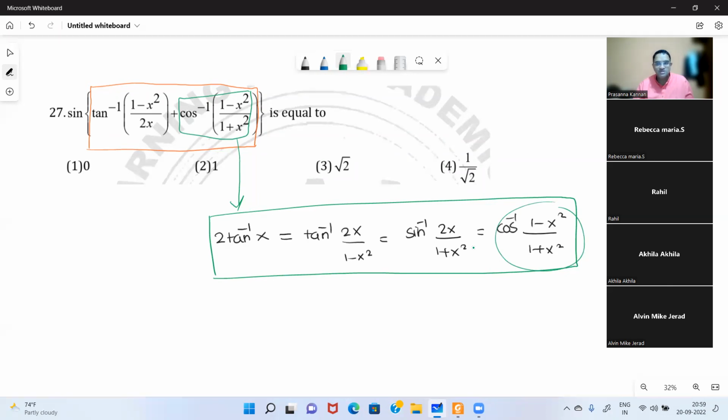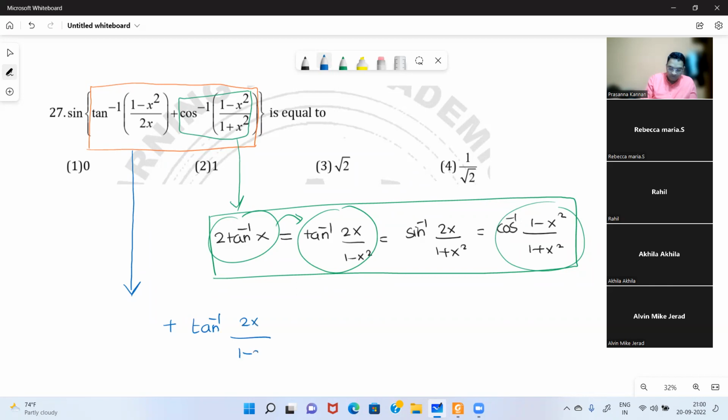So cos inverse 1 minus x square by 1 plus x square, how can I write it? Tell me. 2 tan inverse x, exactly. But that 2 tan inverse x, how can I write? Tan inverse 2x by 1 minus x square. Exactly. So can you tell me how I can write this inside part? How can I write the second part? Cos inverse 1 minus x square by 1 plus x square can be written as? Tan inverse 2x by 1 minus x square. Very good. 2x by 1 minus x square.